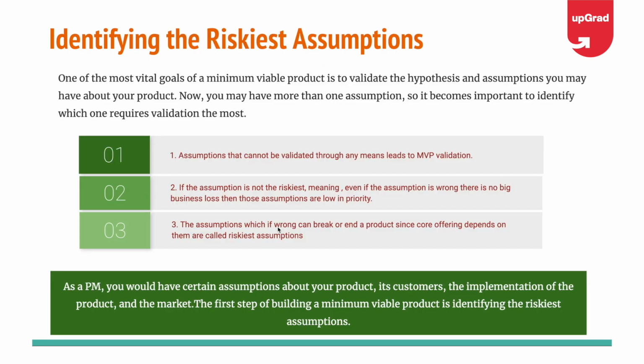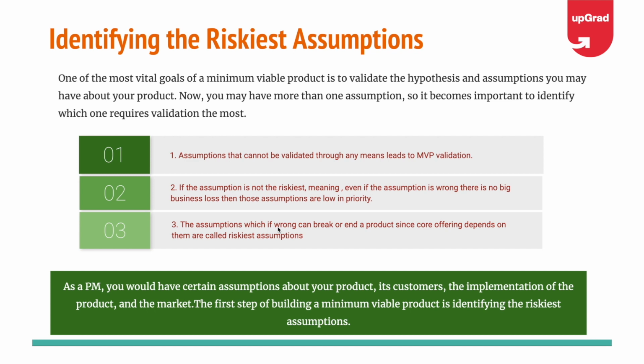Now let's understand what identifying the riskiest assumptions means. One of the most vital goals of a minimum viable product is to validate a hypothesis that you may have about your product, a hypothesis or assumption. But a lot of times it's actually not just one assumption. You may have more than one assumption.